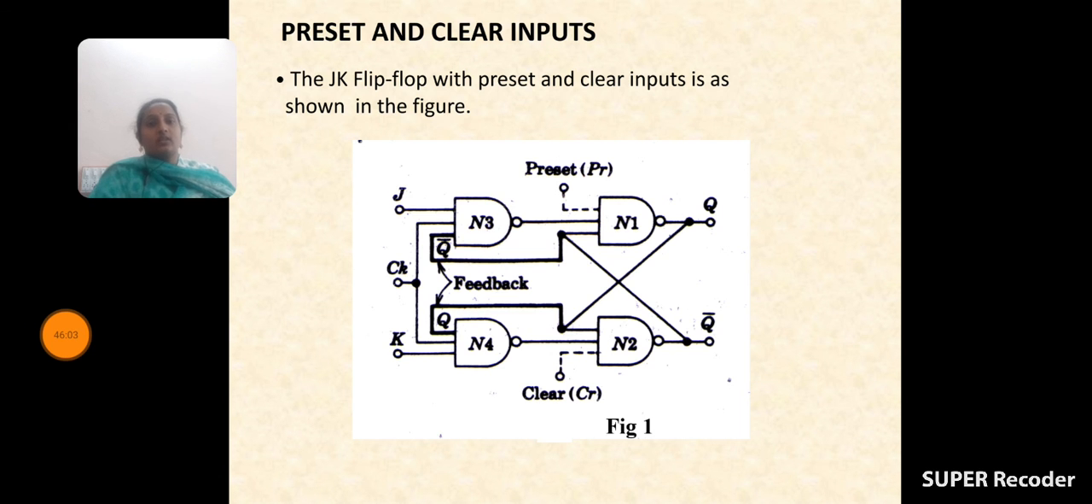Toggle condition. Okay, so this is about today's class. Now I would like to conclude it.